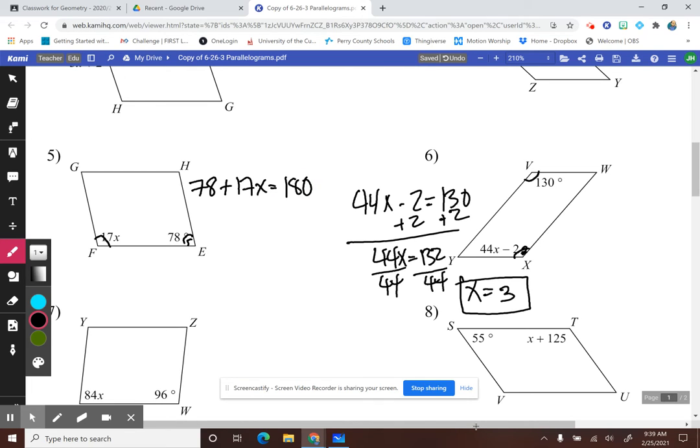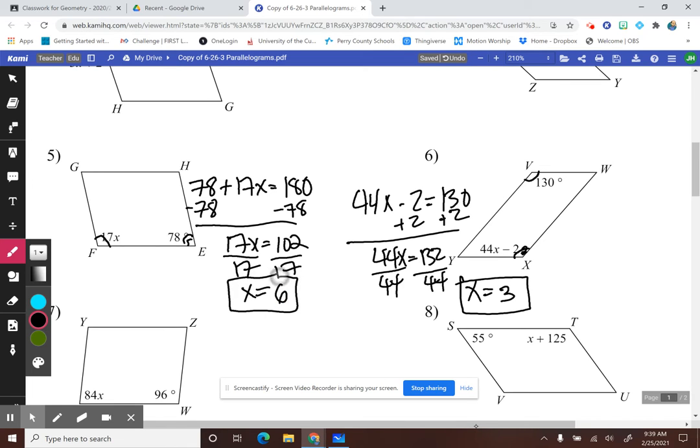Now, what do I have to do to solve that? Well, I've got to subtract 78 from both sides, and I'm going to get 17x equals 102. Divide by 17 on both sides, and x is going to equal 6. So here, I just simply have x equals 6. So again, depending on what you're given, that's the kind of method you're going to have to use to solve each distinct problem that you've been given, okay?